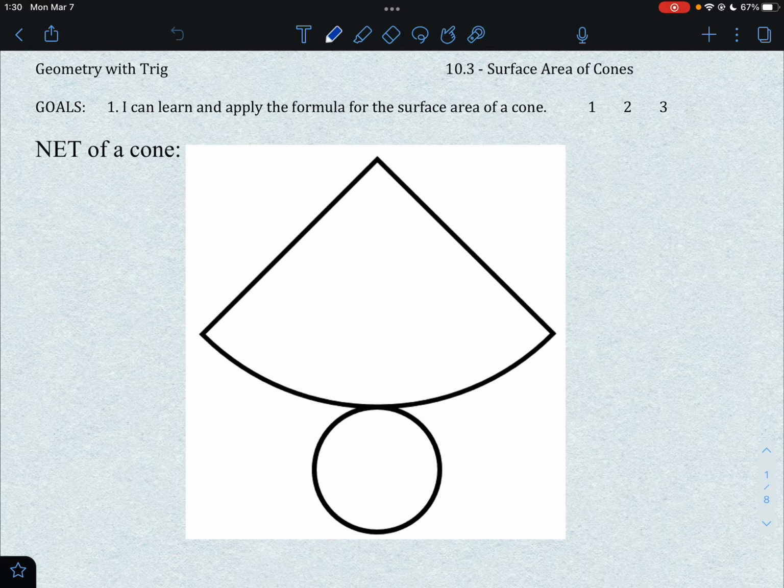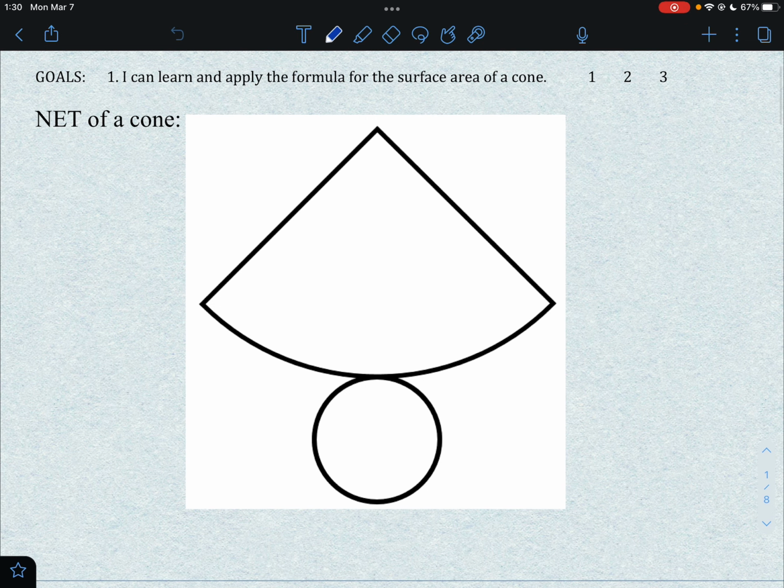In this video today, we're going to take a look at the surface area of cones and how to find the lateral area and surface area of a cone. So let's start here with the net of a cone. A cone has a circular base, just one circle. Obviously in that circle, the important thing would be the radius.